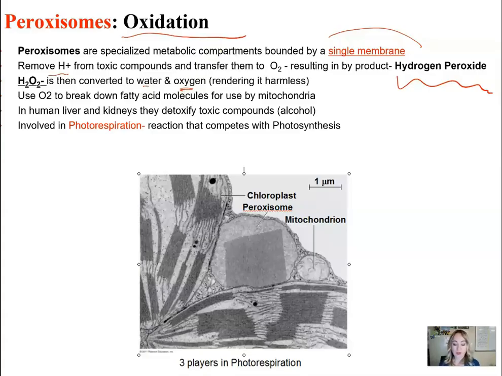So, of course, if you're going to look at liver and kidneys, you're going to find lots of peroxisomes there, because that is the job of these two organs. They are also involved in photorespiration, which is a competing reaction with photosynthesis.